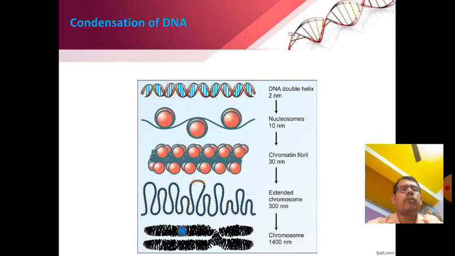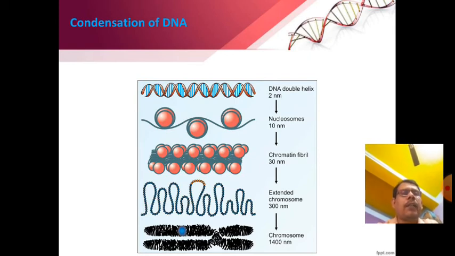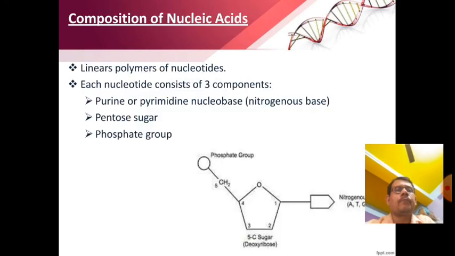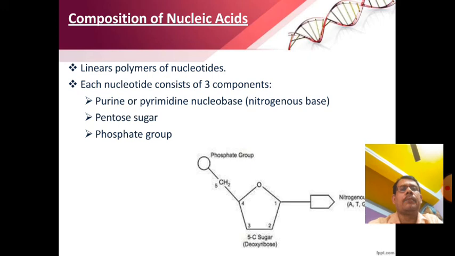Condensation of DNA: how the DNA double helix is condensed. The nucleosome is 10 nanometers, the DNA chain is 2 nanometers, then the chromatin fiber is 30 nanometers, the extended chromosome 300 nanometers, and the chromosome 1400 nanometers. The composition of nucleic acid is a linear polymer of nucleotides, and each nucleotide has three components: purine or pyrimidine bases, and pentose sugar and phosphate.